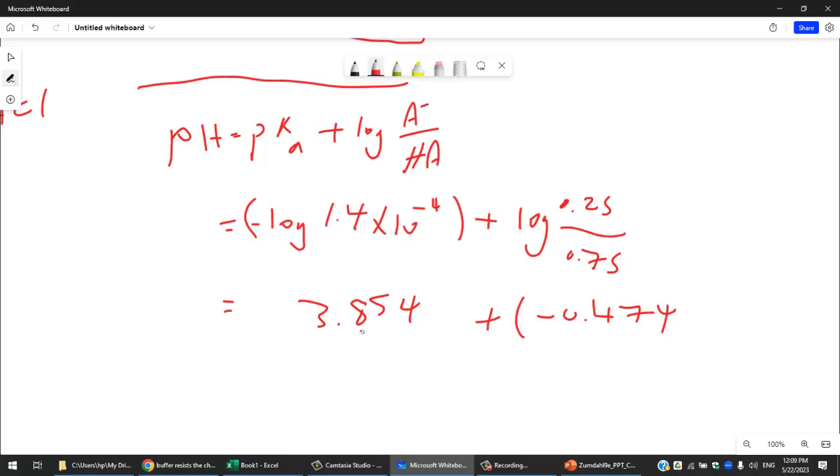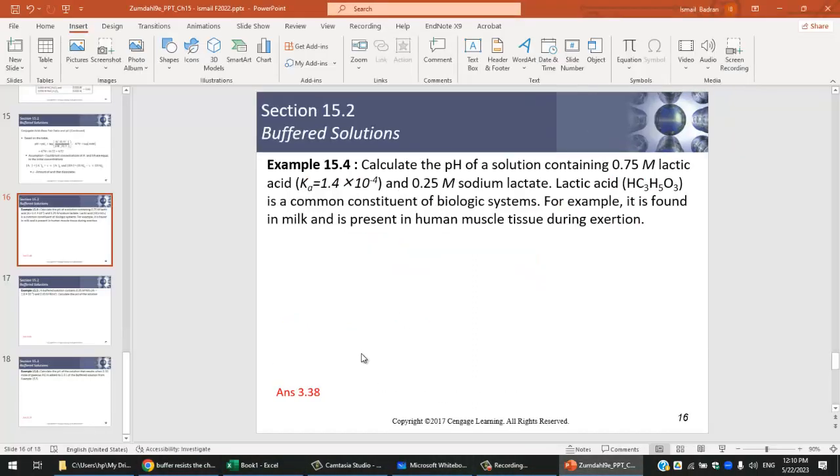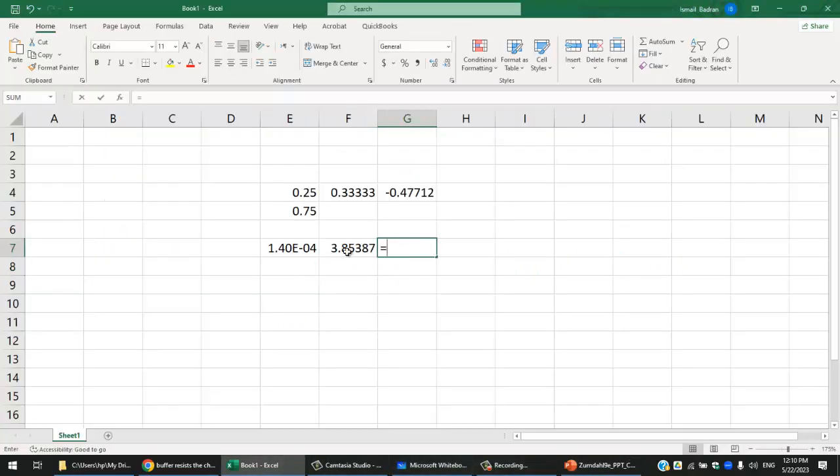So the answer will be 3.85 minus this number. Okay, and that will give you around 3.2 or something. It should say here 3.38. Yes, let's double check that. So equal this minus that.